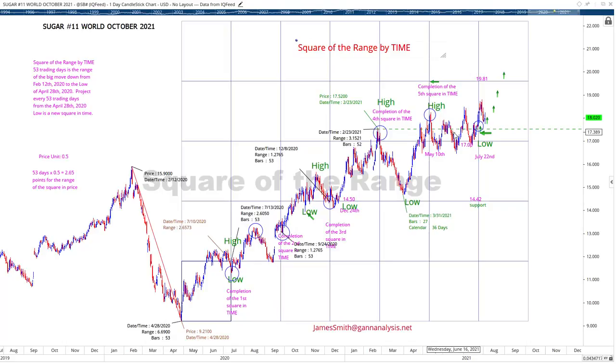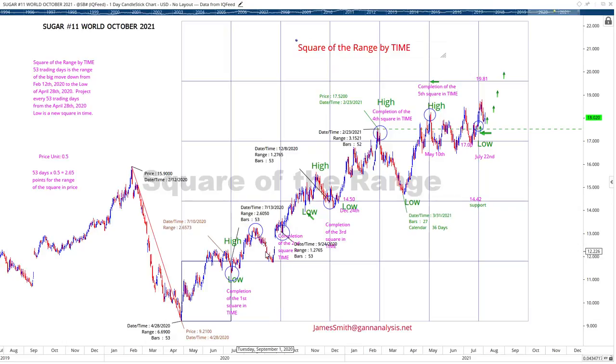So the point is, this is just one tool for Gann. It's not the only tool. It's an important tool, but a lot of people square the range by price, but they don't do it by time. Gann would say to you, do it by both time and price. So in this case, we're using time as our key parameter. So this, again, from high to low was 53 trading days. It says bars here, that's trading days. And we use that to project forward intervals of 53 trading days. So every 53 trading days, we're going to look for some sort of turn.